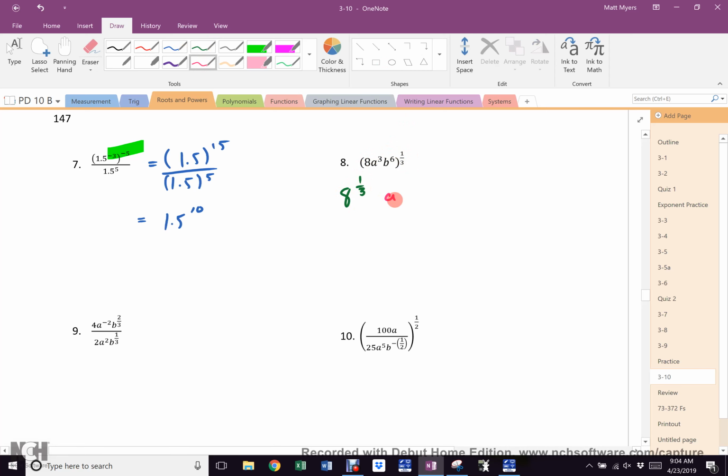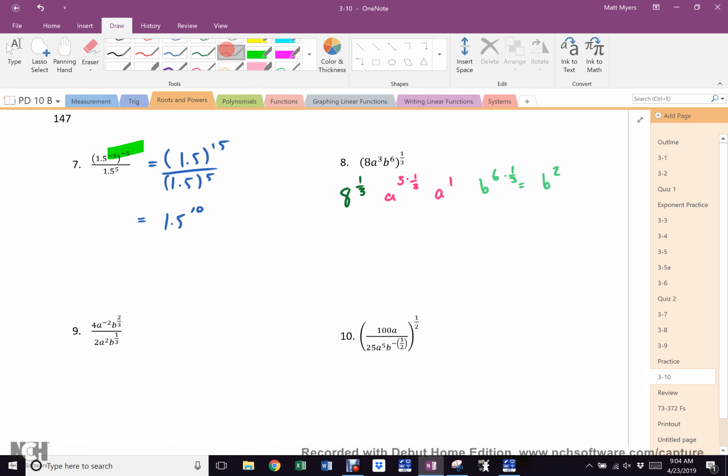What is a to? 3 times 1/3, which is a to the 1, yes? And what's b? b is 6 times 1/3, which is b squared. This is what you just learned. Should I leave it like that? Does 8 multiplied by itself 1/3 of a time make sense? So what does this become? Cube root of 8 to the first power.